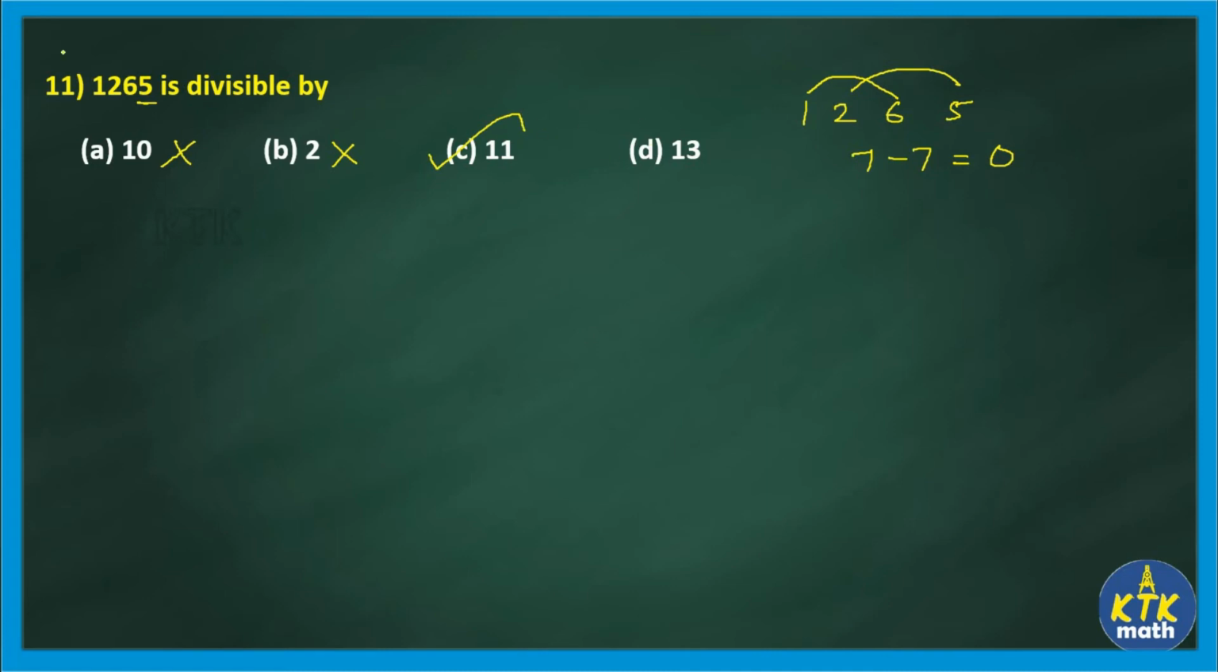Okay, so 13 is not applicable because you have 1 2 6 5; this number is not divisible by 13 also. Therefore your question number 11 answer is 11. Now question number 12, the number is divisible by.